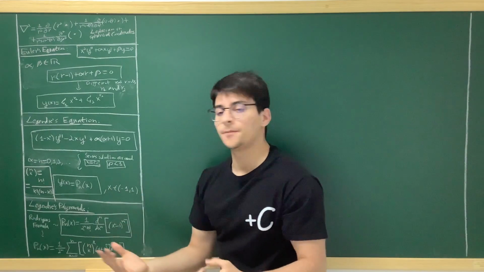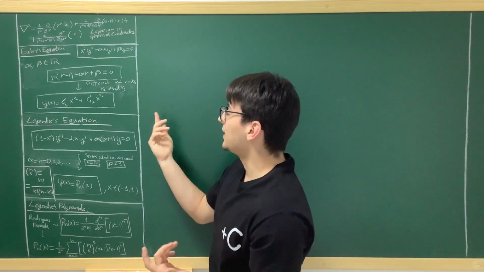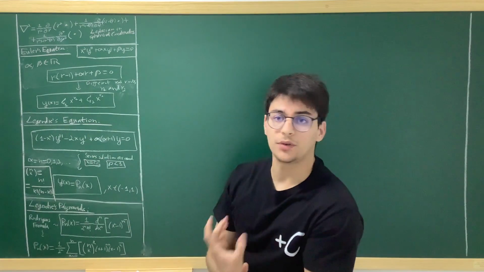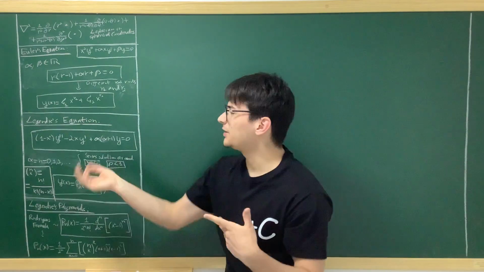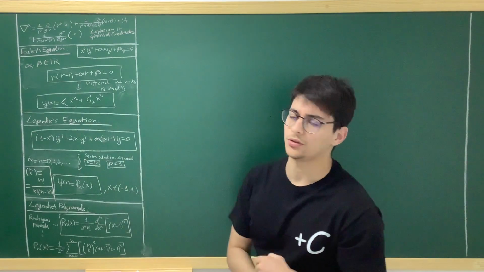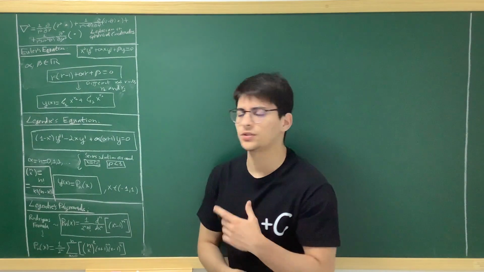And this general solution has two constants, C1 and C2, which also belong to the real numbers. This just means that we're taking a linear combination of this first solution and this second solution. You'll see afterwards how all of this works.